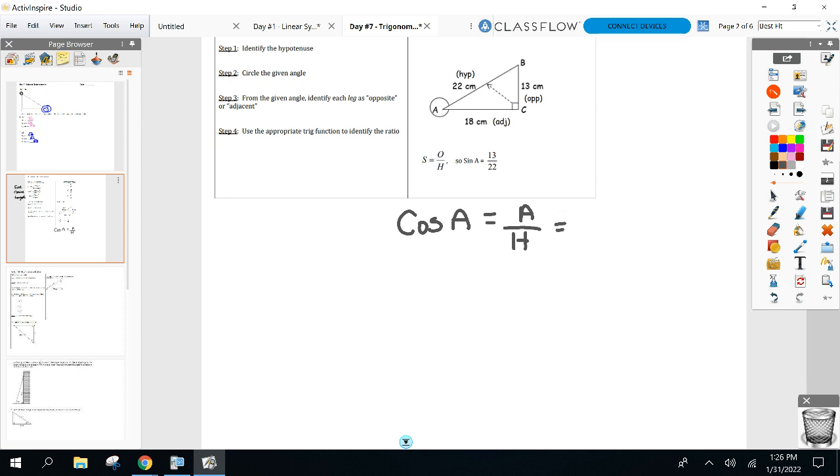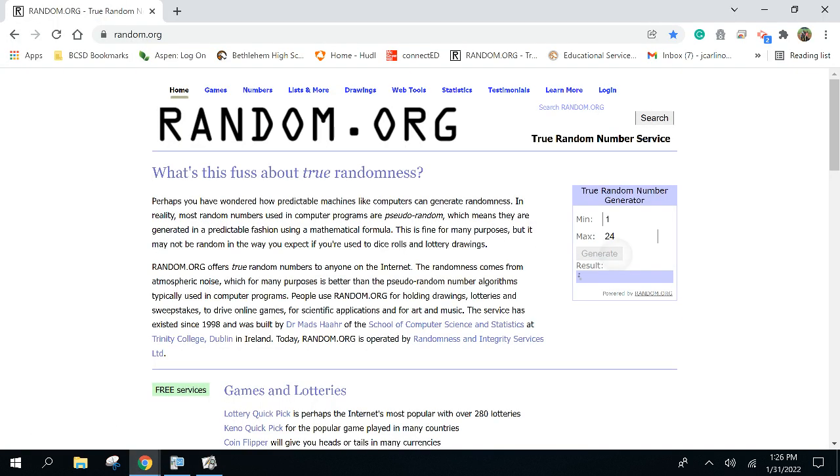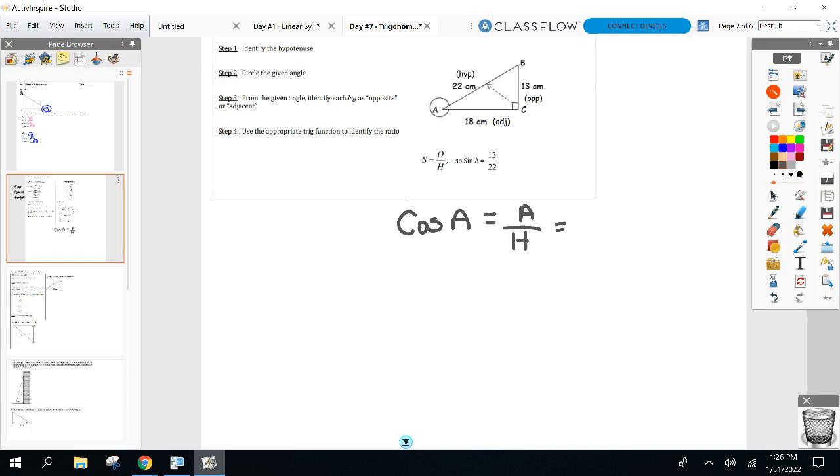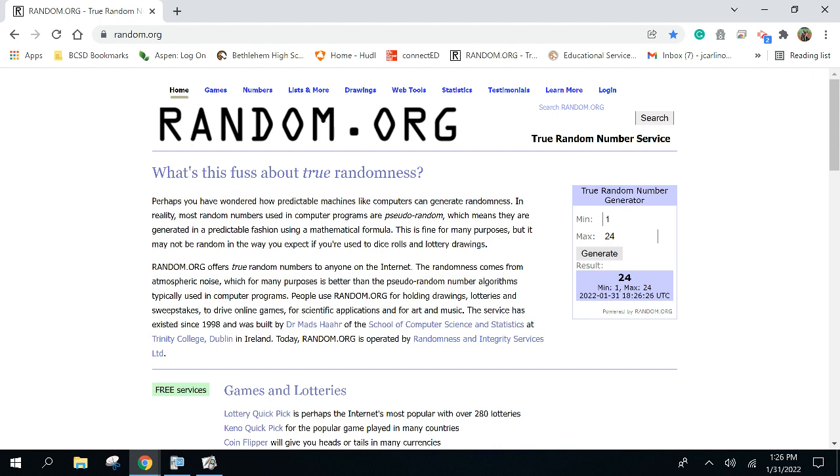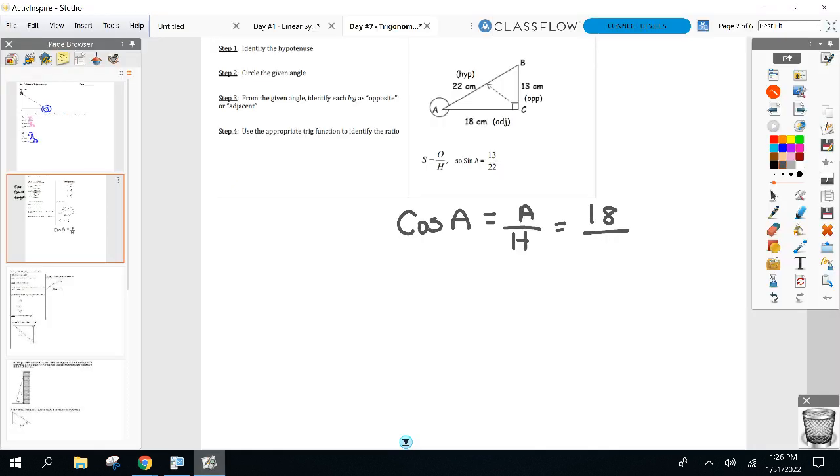You're looking at angle A now. What is the side length that is adjacent to angle A? 18 over the hypotenuse of this triangle, which is how long? 22. Good. So there's the cosine of A. That ratio is 18 over 22. No, you don't need to reduce it. You can if you want, but I'm not going to require it.